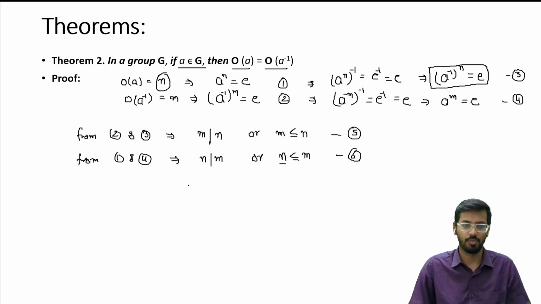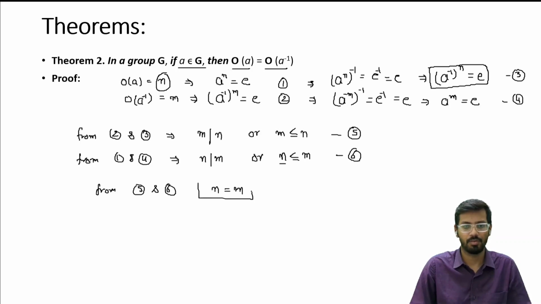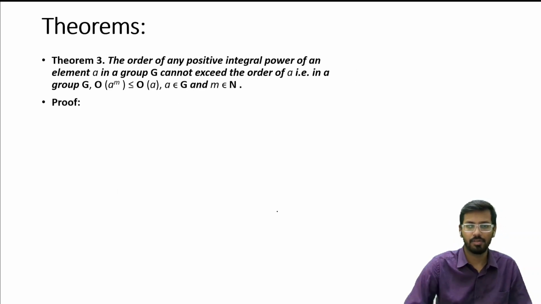Okay, so from equation 5 and 6 we can say n is equal to m. Okay, so order of element A is equal to order of A inverse. So from this we can say order of A is equal to order of A inverse. Hence proved. Now next theorem.